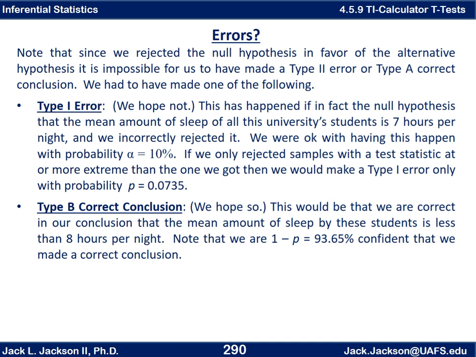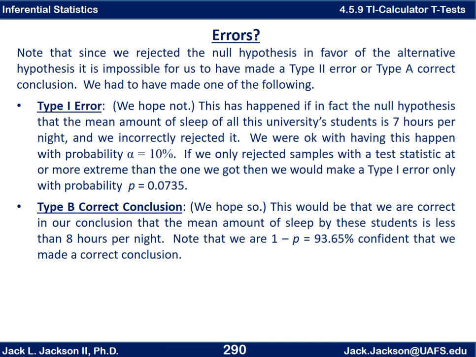If we only rejected samples with a test statistic at or more extreme than the one we got, then we would make a type 1 error only with probability of 0.0735, or just a little over 7%. So certainly that's under our threshold of alpha, and so we're okay with this. But there still is some small probability that we did make a type 1 error.